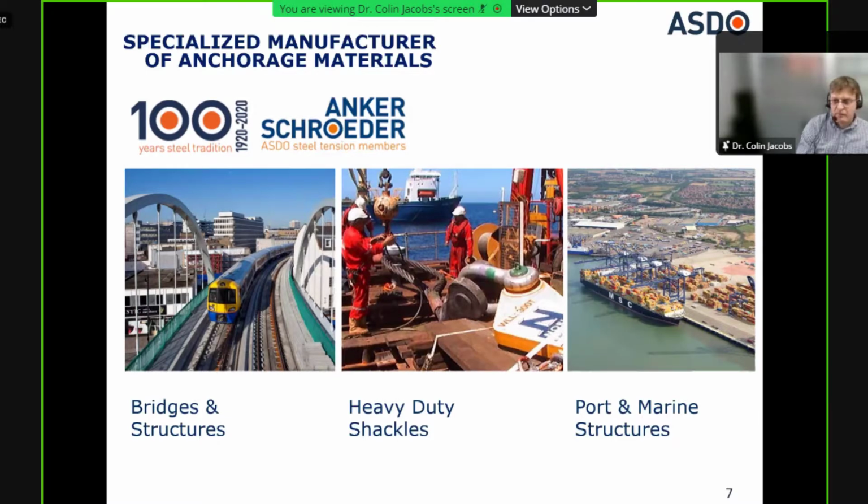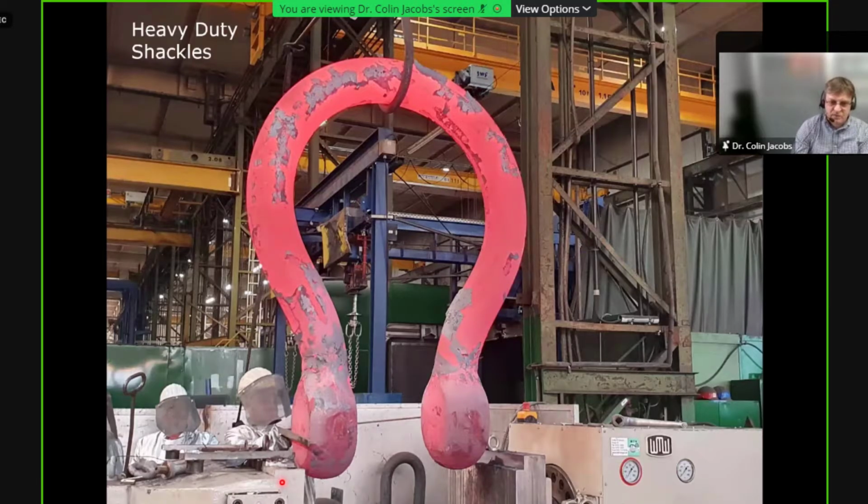So we deal in 3 main areas with our products. The first thing we did, when we started out, was forging shackles. Our main product area is tie bars for port and marine structures, but we're going to talk mainly about bridges and structures. But I'm going to give you a bit of background on the shackles.